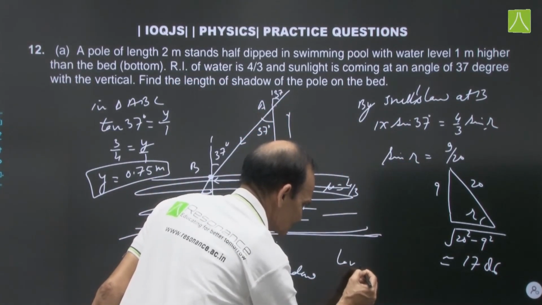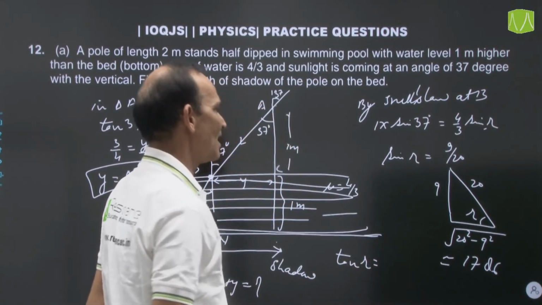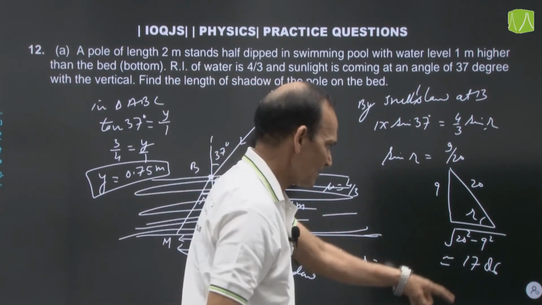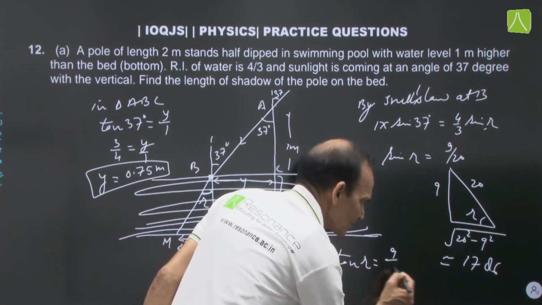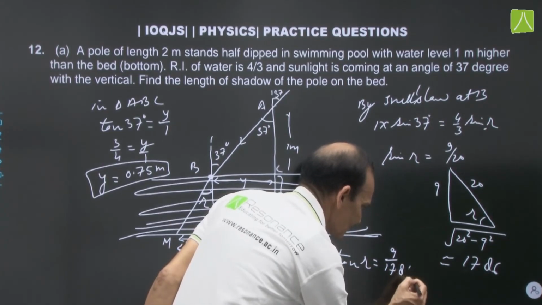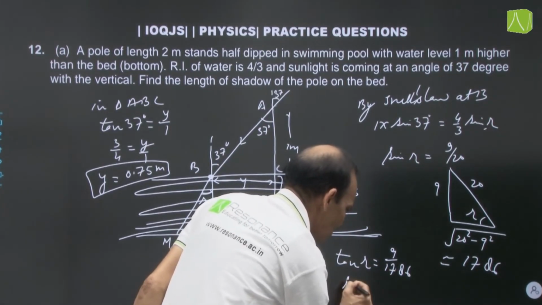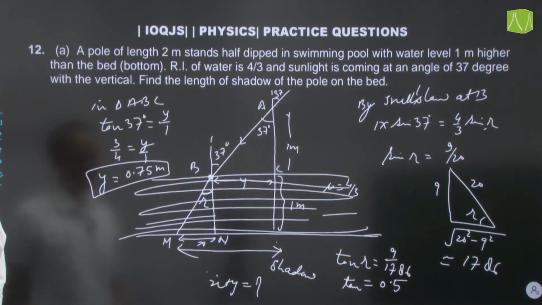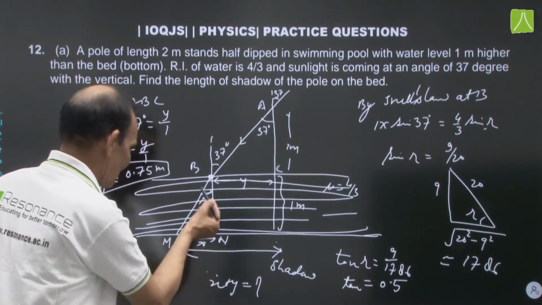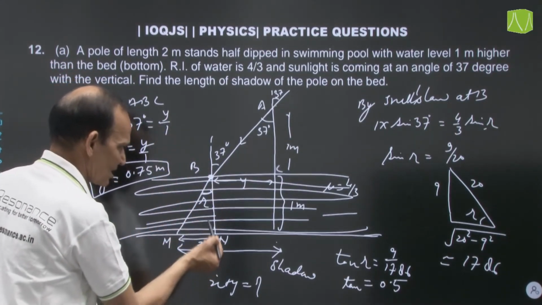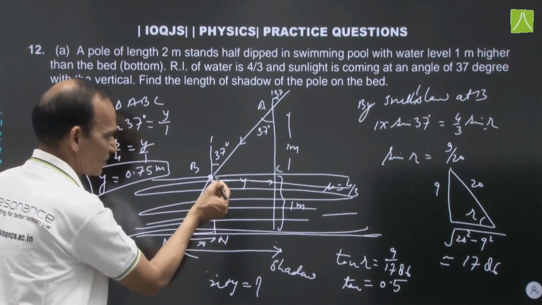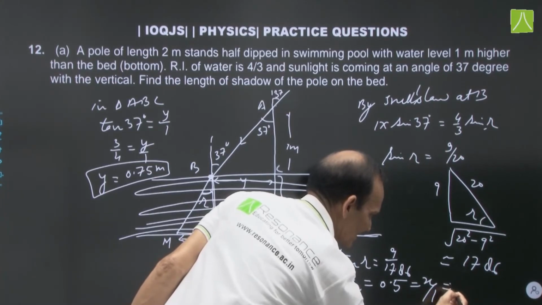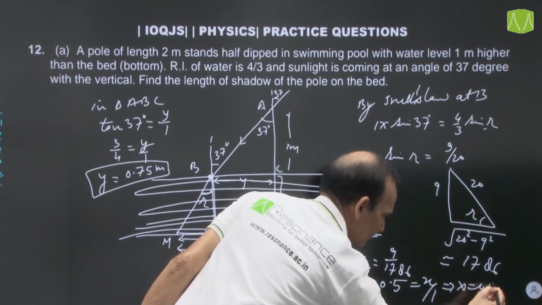What is tan r? From here, perpendicular 9 by 17.86 means tan r is approximately 0.5. But think about this triangle. What is the value of tan r? It is x upon 1, since the height is given as 1. So x upon 1 equals 0.5, which implies that x is equal to 0.5.